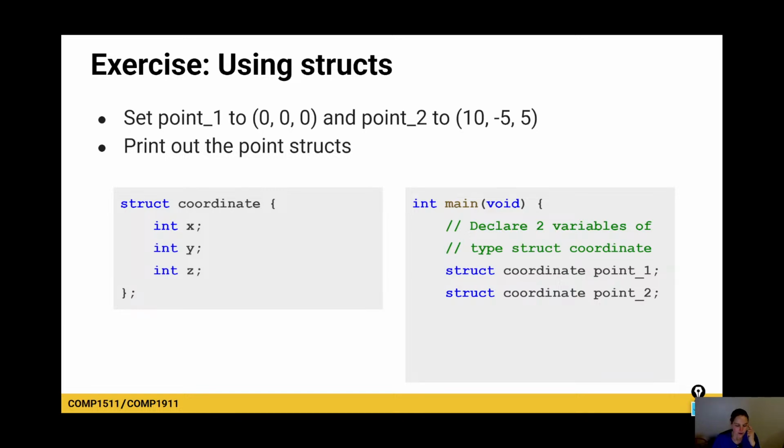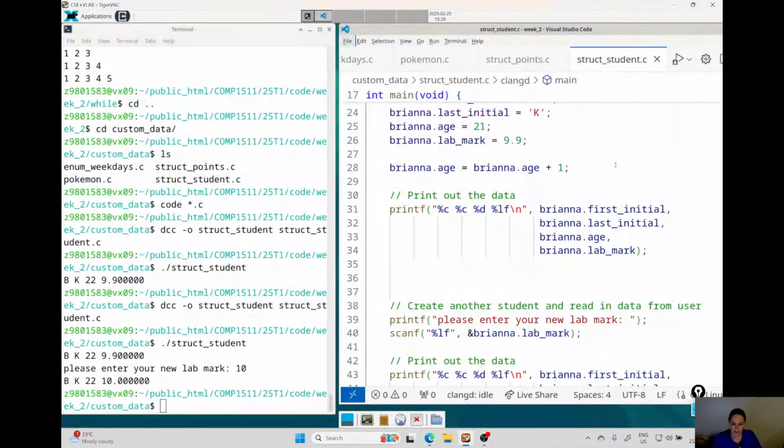I said create another struct. Let's have a look at this one. Here's another example. We've got struct coordinate. So this is my blueprint for a struct coordinate. We've got an X, a Y, a Z. But at this point, this is just like a blueprint. Over here, we've actually started using it and we've got 2 struct coordinate variables. So struct coordinate is the type, point 1 is the variable name, struct coordinate is the type, point 2 is the variable name. So let's have a look at that example.